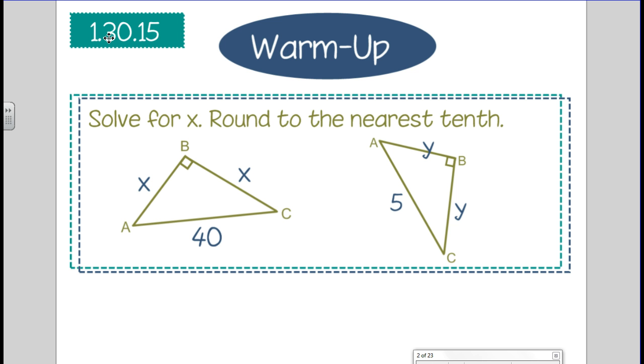Isosceles triangles. We learned that there was a pattern. And because there was a pattern, we get to take shortcuts. DJ, what was the pattern? Perfect. X, x, x root 2.